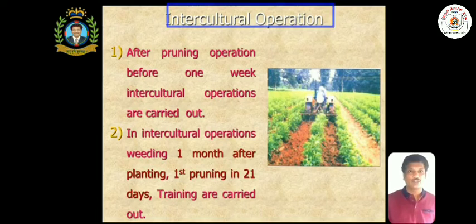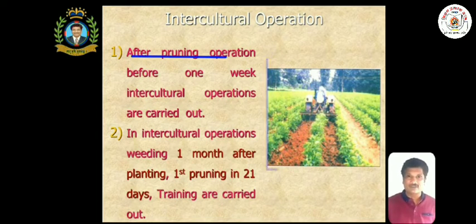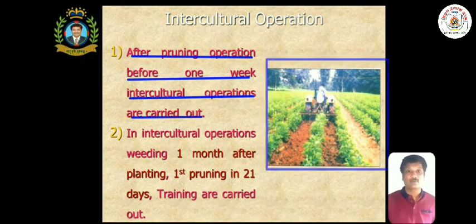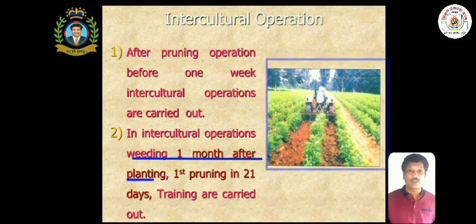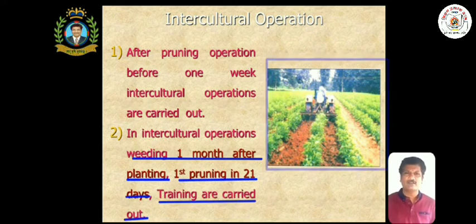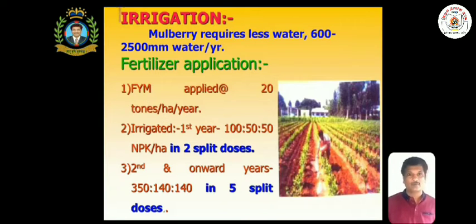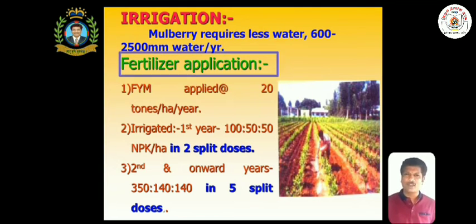Certain intercultural operations should be conducted within the mulberry cultivation, such as, after the pruning operation is over, intercultural operations should be carried out within 1 week. Weeding 1 month after planting should always be done. After first pruning, within 21 days, weeding should be carried out and training is done later on. As everybody knows, mulberry requires the least amount of water. Still, for better succulency and good growth of the vegetative leaves, water should be given at about 60 to 2500 mm per year.